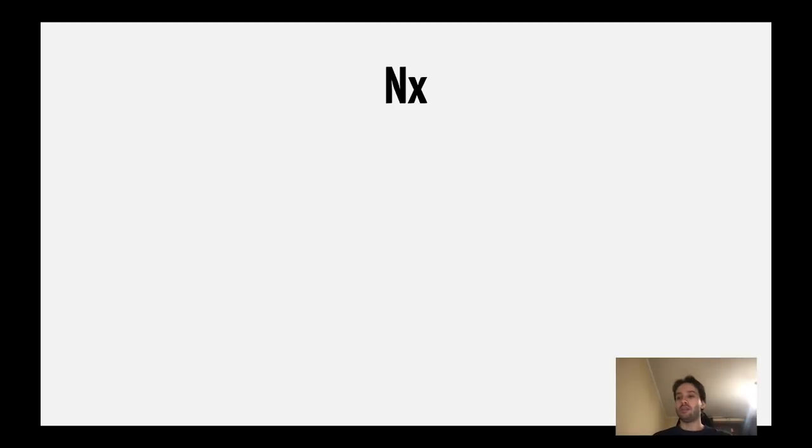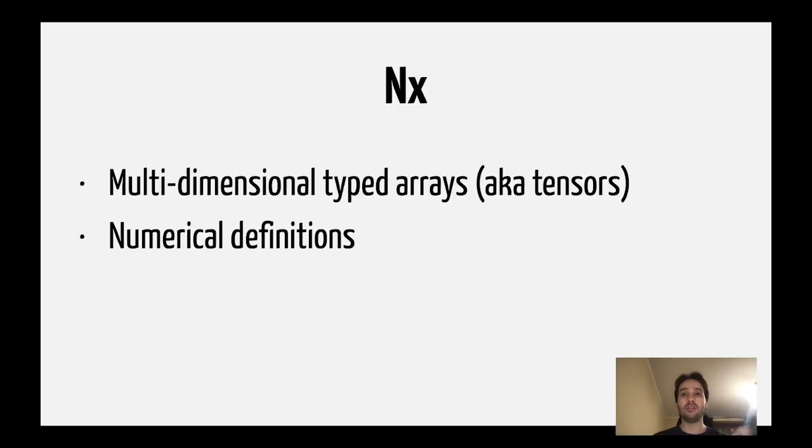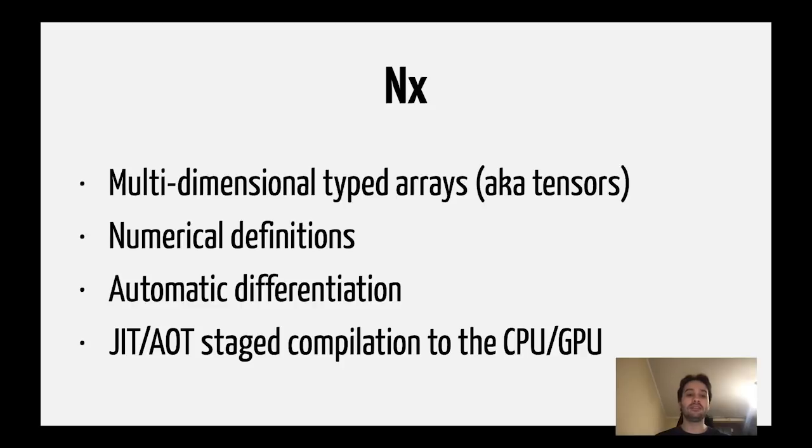NX at the moment is this idea of Numerical Elixir, but it's also a library that comes with a couple of things that we'll explore in this talk. NX is about multidimensional typed arrays, aka tensors. It's about numerical definitions, automatic differentiation, and just-in-time and AOT stage compilation to the CPU and the GPU. And this is exactly what we are going to explore in this talk.